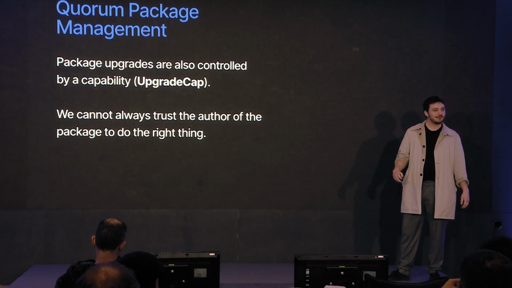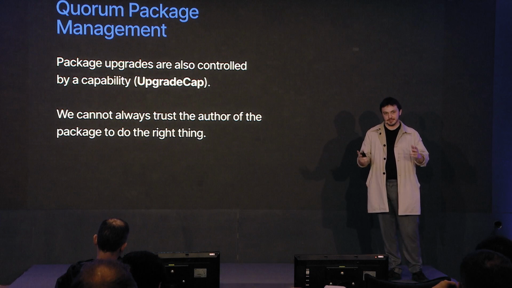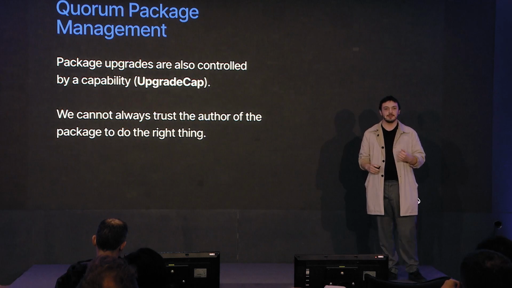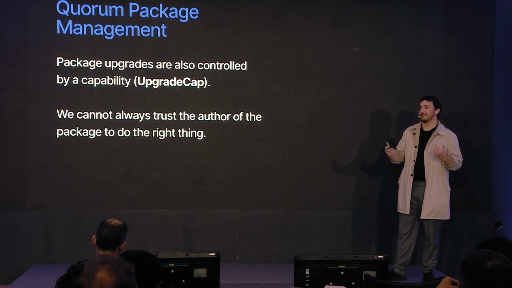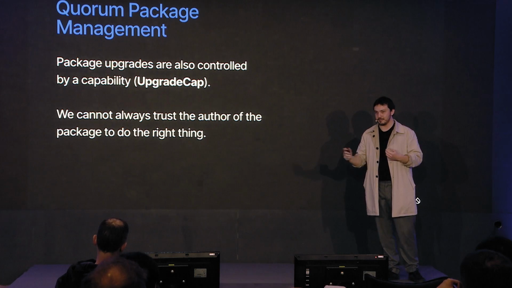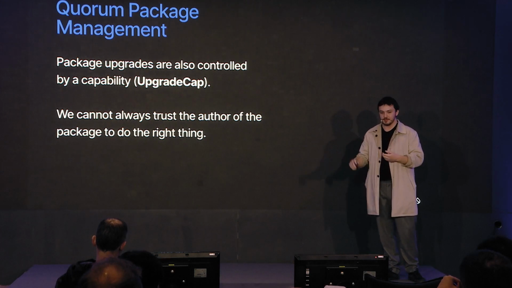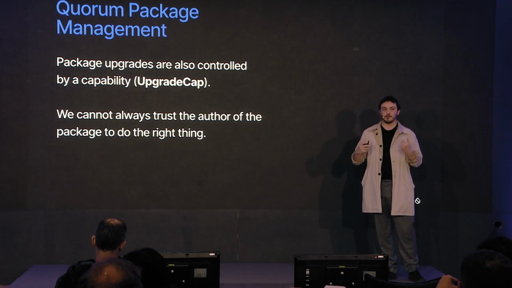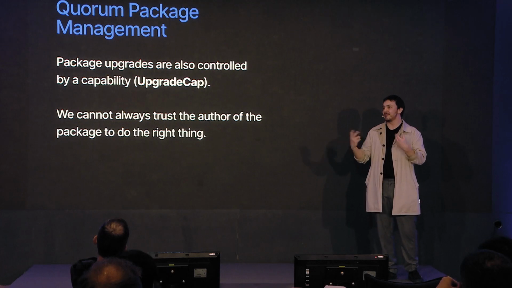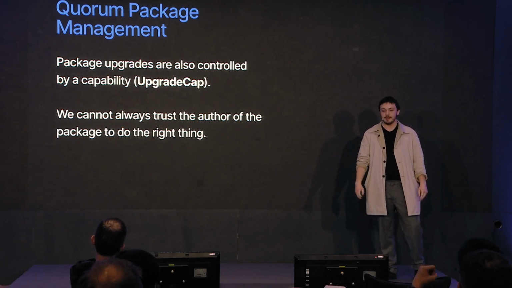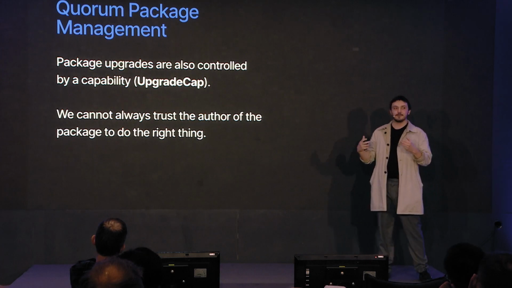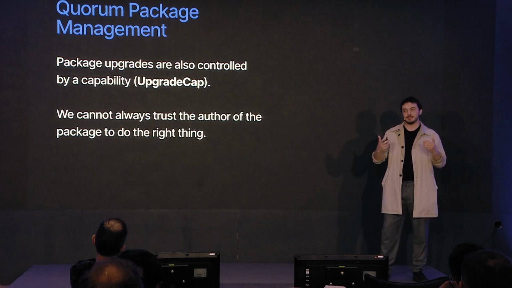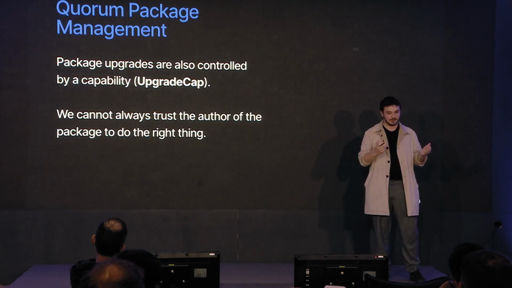And then we have the quorum package management. This is from the quorum solution we discussed before, and this is for packages. Packages are also controlled by a capability, and that's named upgrade cap. That's the capability that controls a package upgrade. Even though the upgrade system of Sui gives some assurances, for instance, that your code will never change, because our code is also an object and it's an immutable object, we also need to make sure that whoever can authorize these upgrades is someone we trust, because we generally tend to trust advanced versions of the same package.